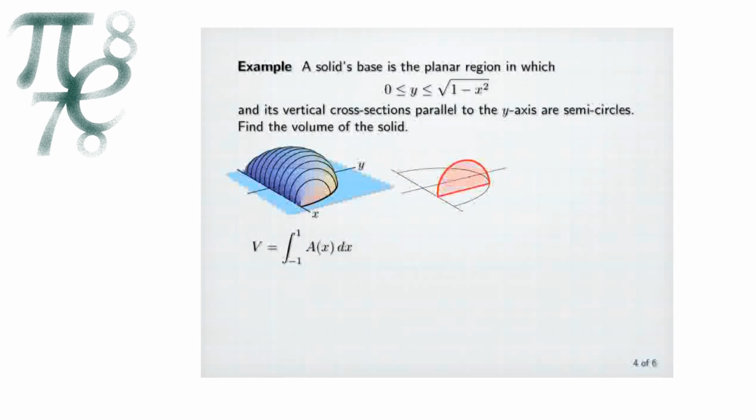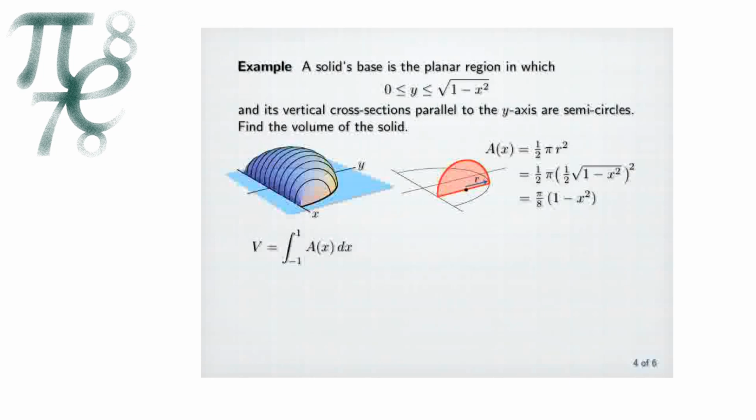Since cross-sections are semicircles, their areas will be given by pi times 1/2 the square of the radius r. Note that the radius r is half the length of the cross-section's bottom edge. That edge length is just the y-coordinate of the top half of the unit circle, which is the square root of 1 minus x squared. So A of x is equal to 1/2 pi times the square of 1/2 the square root of 1 minus x squared, or pi over 8 times 1 minus x squared.